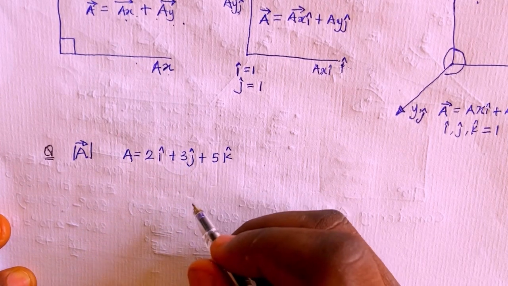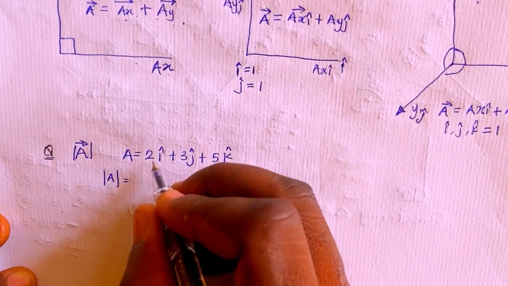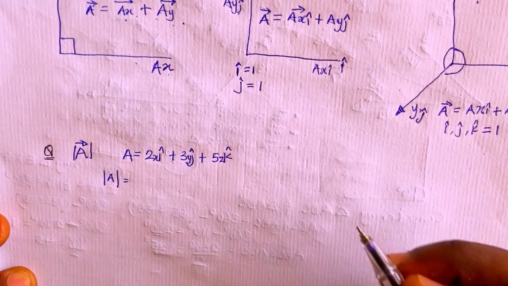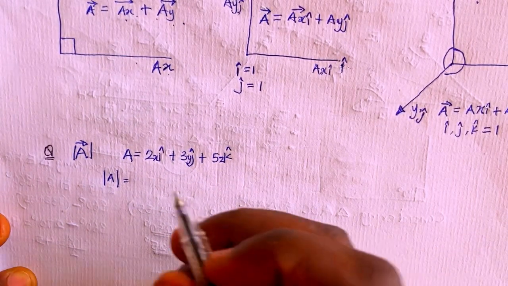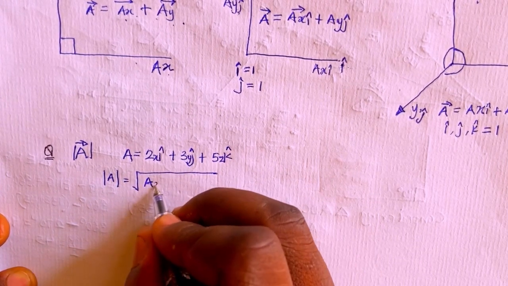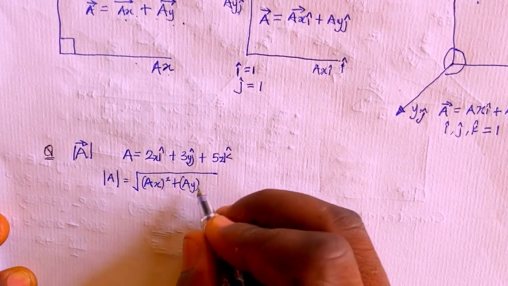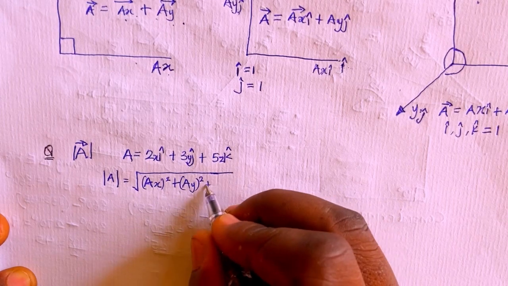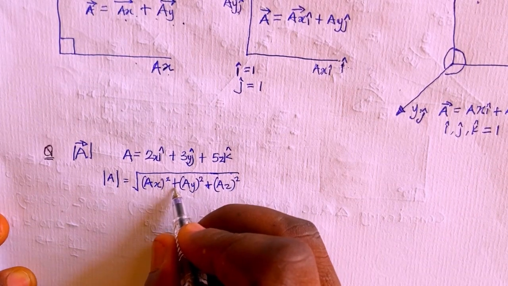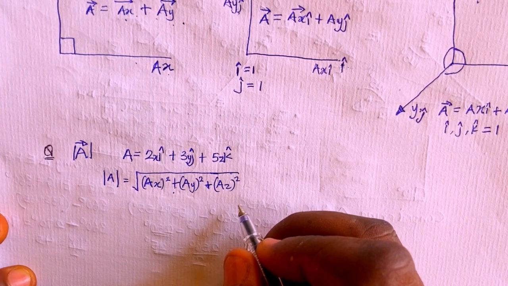So in this case, to find the magnitude of vector A, here is my x, here is my y, and here is my z, right? So the magnitude is going to be the root of ax squared plus ay squared plus az squared. It is either plus or minus if the case is negative, but if it is positive, you can go ahead and use it like this.